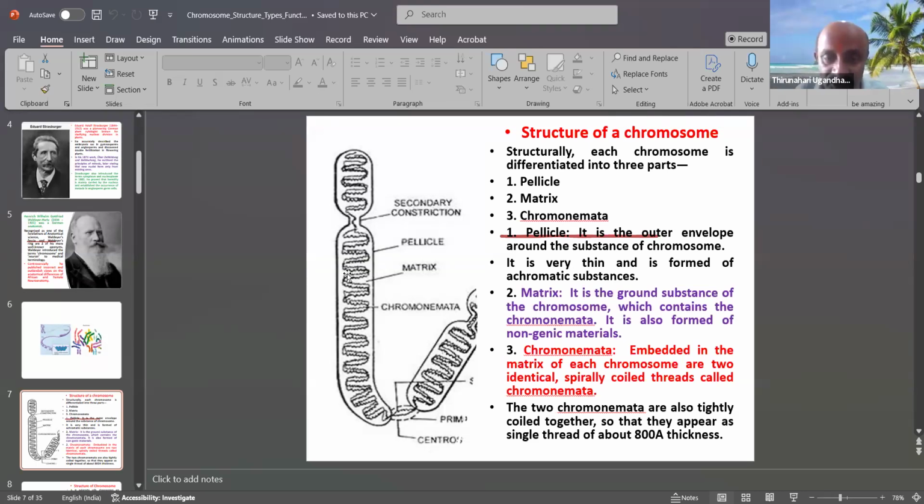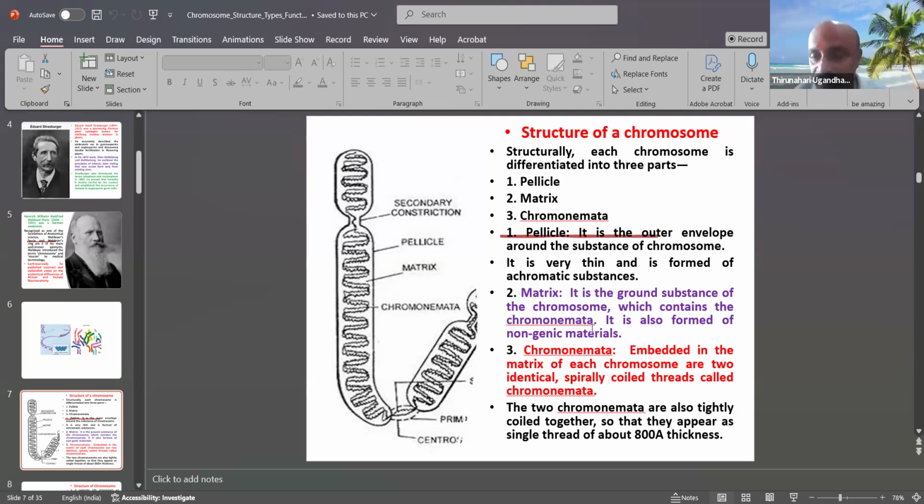These threads are also called chromonema filaments. In each chromonema filament, a large number of DNA molecules are present. Each pellicle is also a very thin strand. The matrix is a thin, achromatic structure. It is the ground substance of the chromosome which contains the chromonemata filaments.